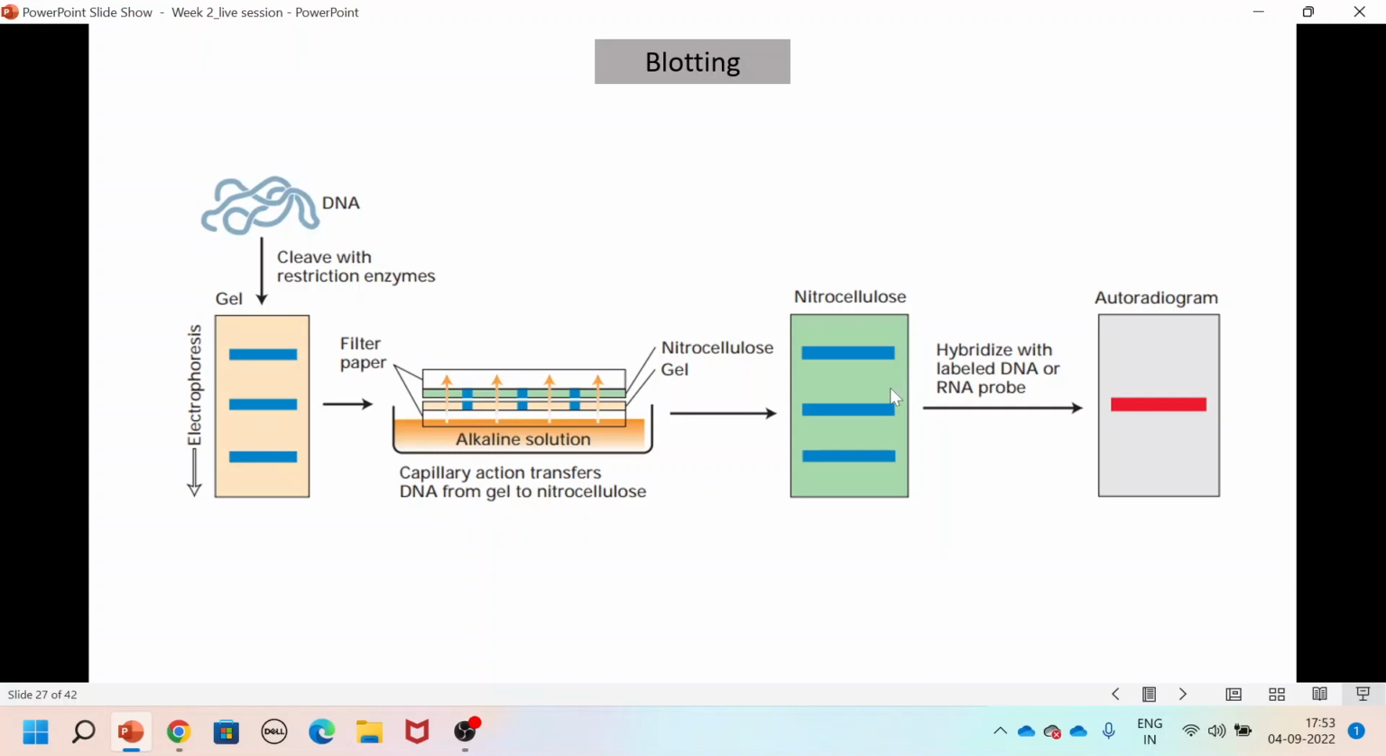Then we obtain a nitrocellulose membrane that has the marks of the DNA which was there in the gel, and then we can hybridize it with the labeled DNA or the RNA probe, and this labeled DNA or RNA probe can then be visualized based on what kind of labeling has been done to the DNA or RNA probe. And the autoradiogram generated here shows what is our gene of interest, or what is the specific mRNA which is getting expressed or not in the sample.